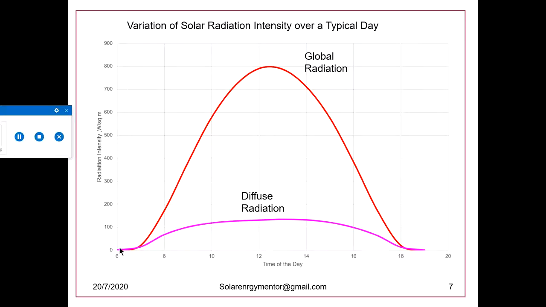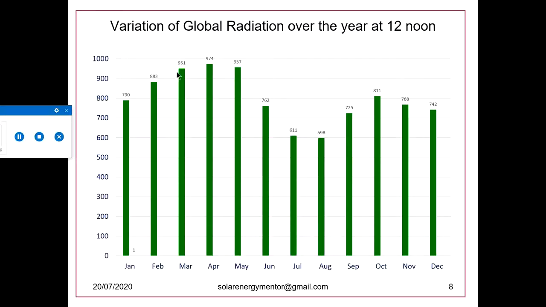So what we can infer from this figure is global radiation intensity goes on increasing. It is maximum at the solar noon, and then again it goes on decreasing after noon. Same thing is true for diffuse radiation. It goes on increasing, it is maximum at the noon, and then again it goes on decreasing. So there is a variation over a day, as well as a variation of solar radiation intensity over a year.